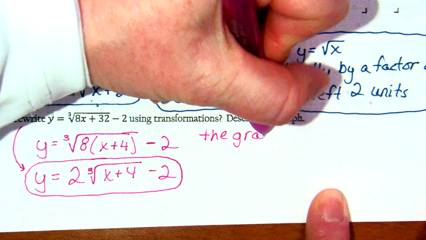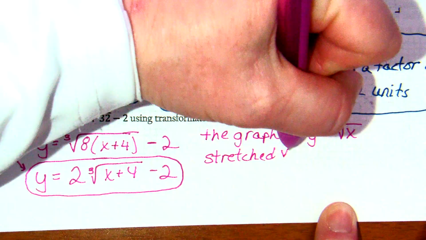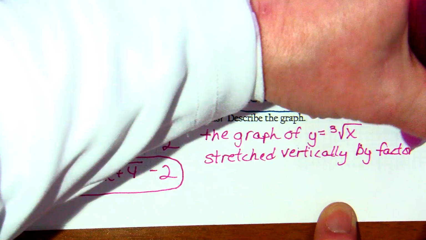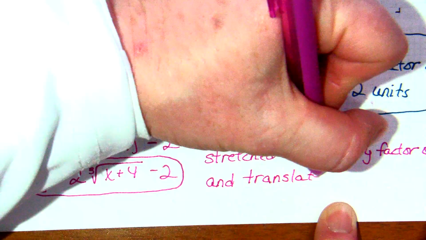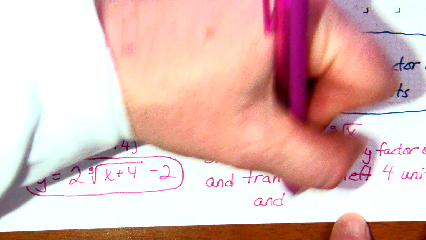The graph of y equals the cube root of x stretched vertically by a factor of 2 and translated left 4 units and down 2 units.